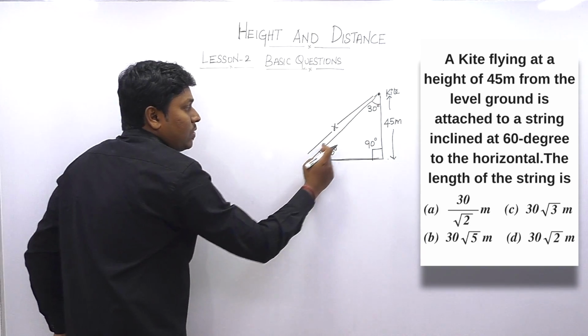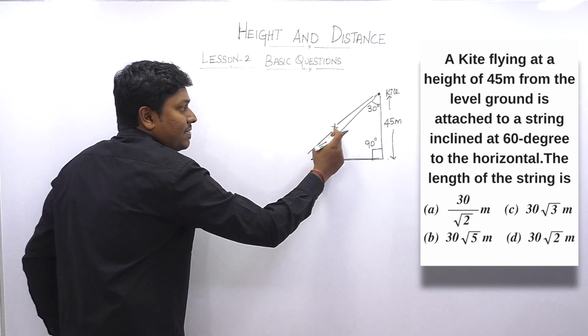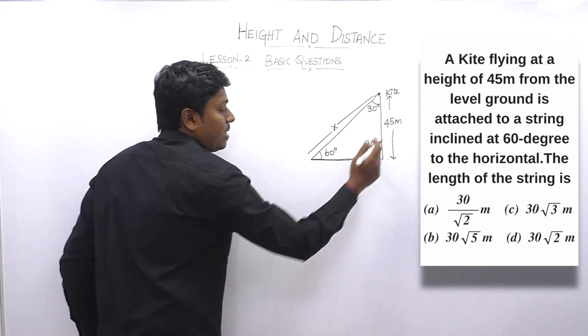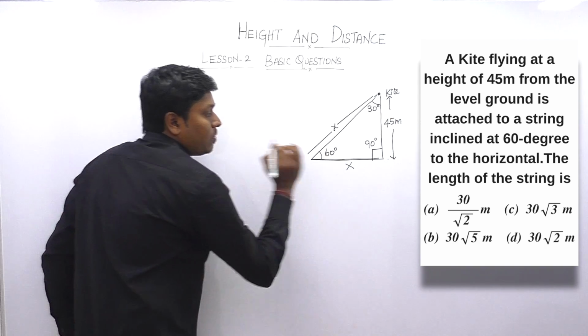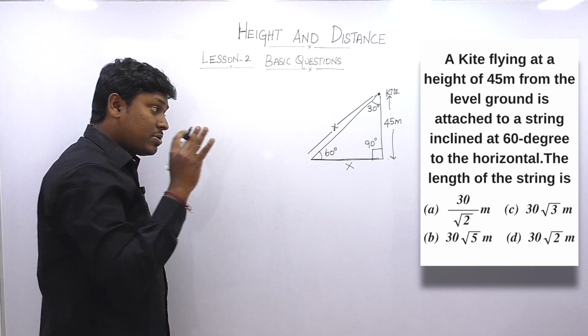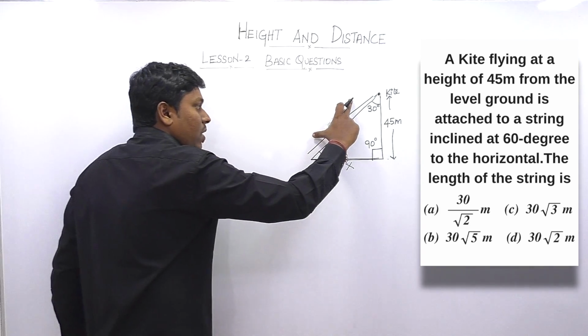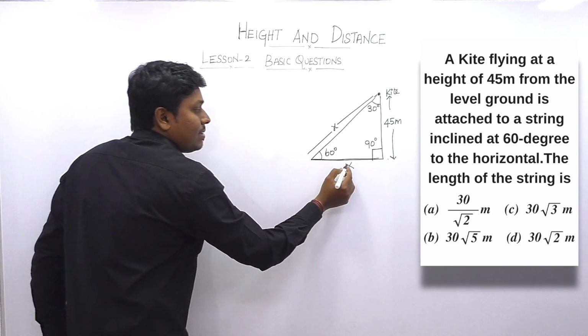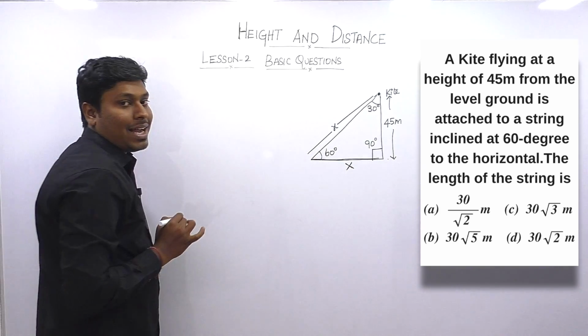Listen carefully. We know the hypotenuse. Hypotenuse will be x. And we know the opposite. Opposite will be 45 meter. So we don't want to bother about the adjacent side. Friends, got it? Which is most important. Listen here. We know hypotenuse is x and opposite is 45 meter. So in this case we don't want to care about the adjacent side.